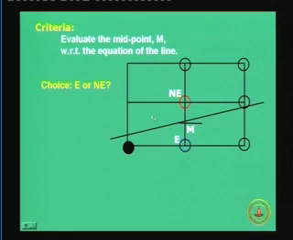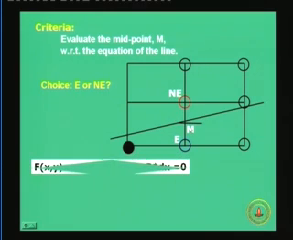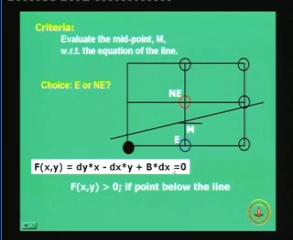So, the choice as given here will be between east or northeast, and we have to find out what this choice is. What we do is take the value of m and substitute it in the equation f(x, y) equal to 0. The f(x, y) equal to 0 is given by this expression, and we have to assume here that dy, dx and b, these three parameters a, b and c for the functional form f(x, y) equal to 0, are known to us. After they are known, we substitute the coordinates of m in x and y in this equation, and find out whether f is positive or negative.